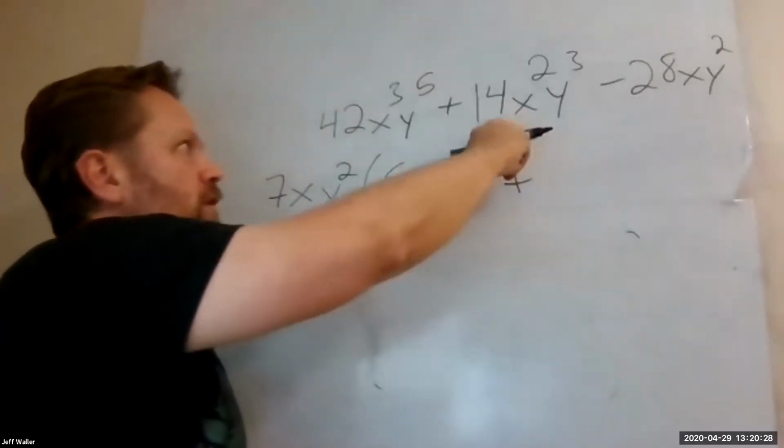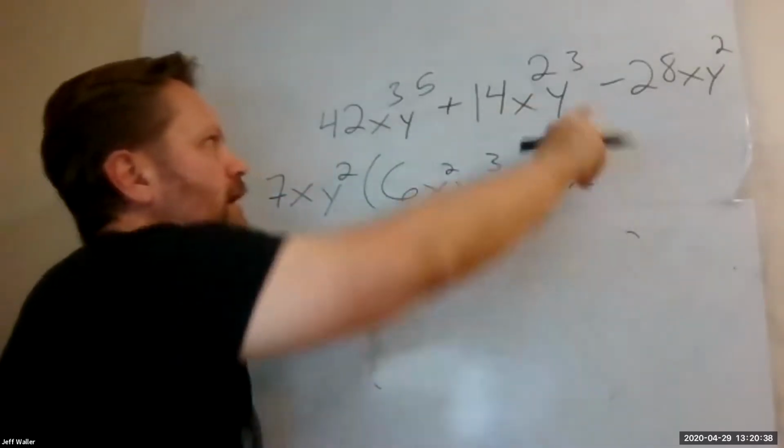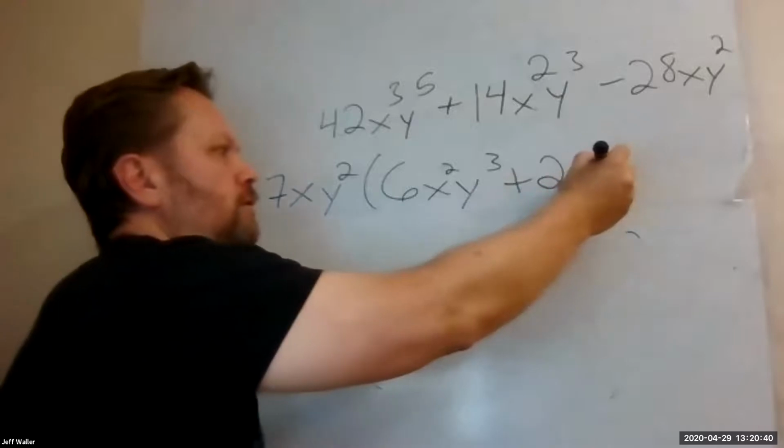Plus, what's 14 divided by 7? 2. 1x. What was that? Yeah, x squared. I had 2 x's. I took 1 x. I had 3 y's. I took 2, 1 y.